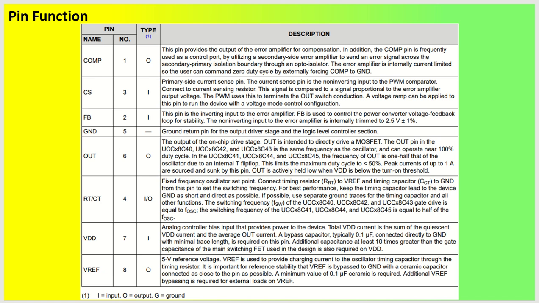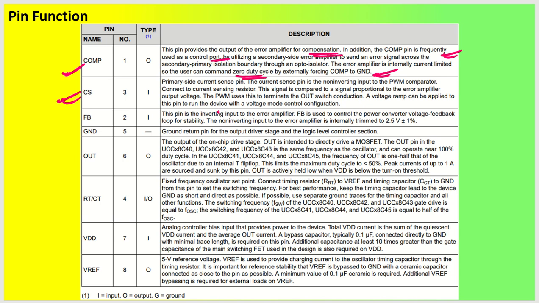If we look into the details of each and every pin, you can see the compensation pin. This pin provides the output of an error amplifier for compensation. In addition to that, the compensation pin is frequently used as a control port. Control port means it can switch the device off or on by giving you a zero duty cycle, or if you want, you can externally force it to ground. So basically if you force it to ground, you will have zero duty cycle, and this is how it will be switched off. So it will help you shut down the device.